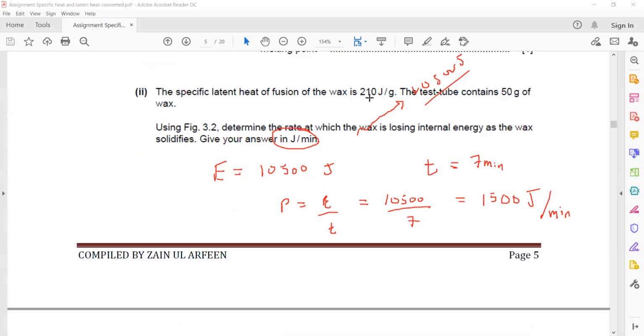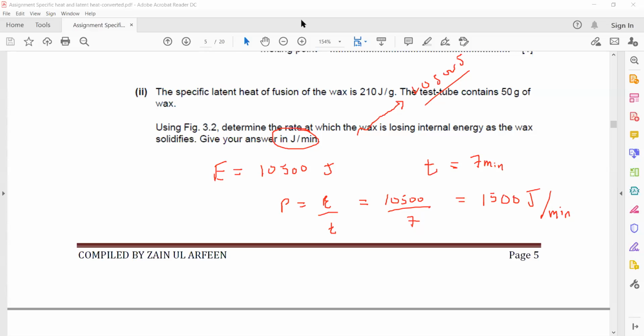Mister, in the question he said that it is losing internal energy, right, but in the graph the energy was constant. No, no, energy is not constant. Temperature is constant. There's a difference between energy and temperature. Temperature is only the kinetic energy of the particles, but the sum of the energy of all the particles is known as internal energy. So temperature is constant.